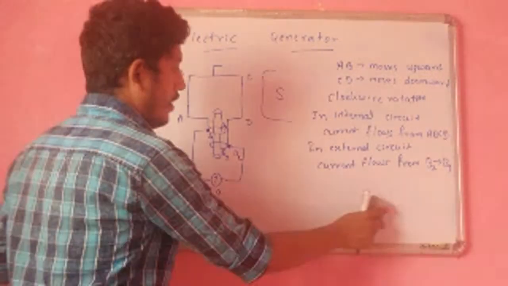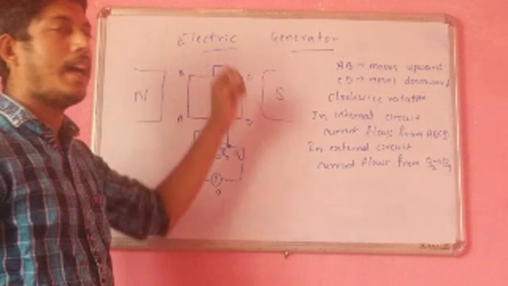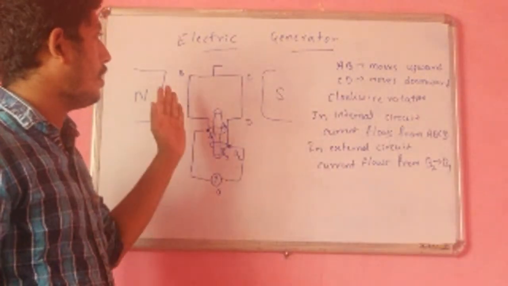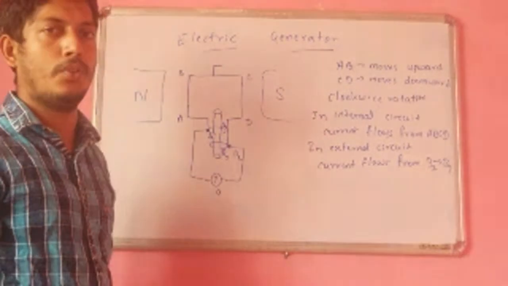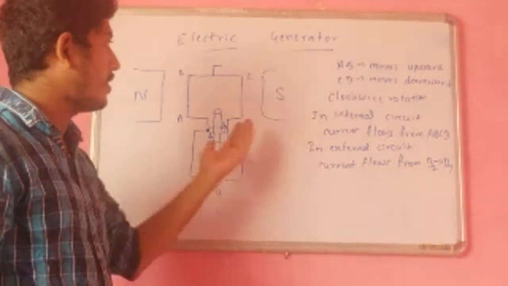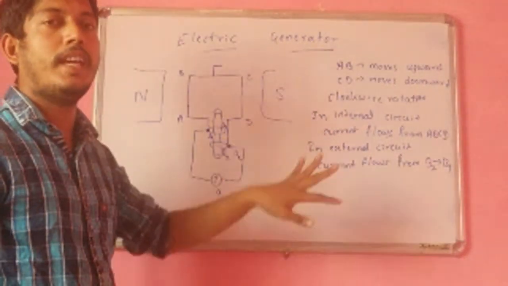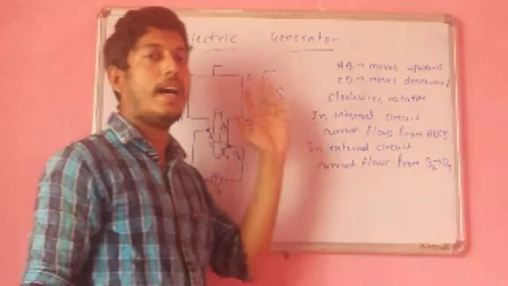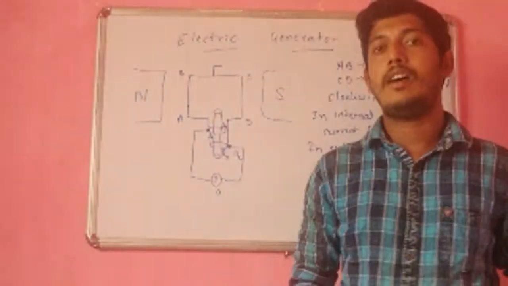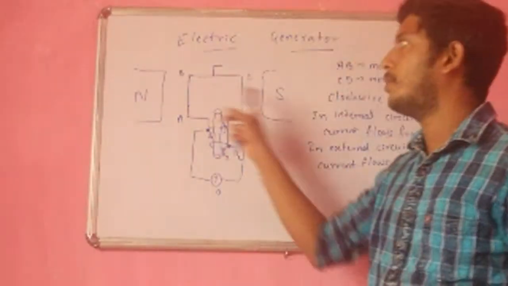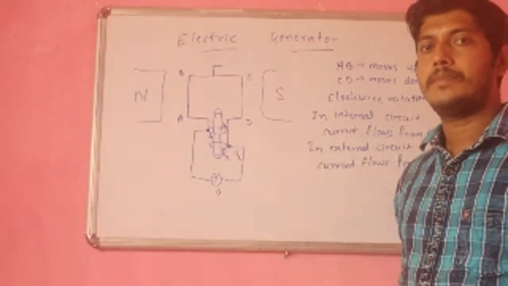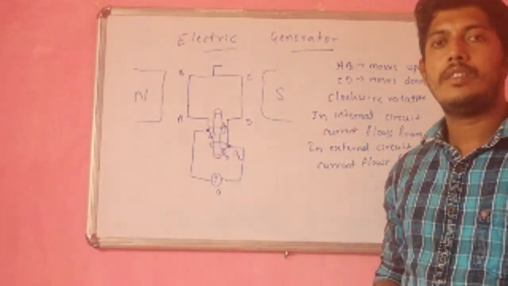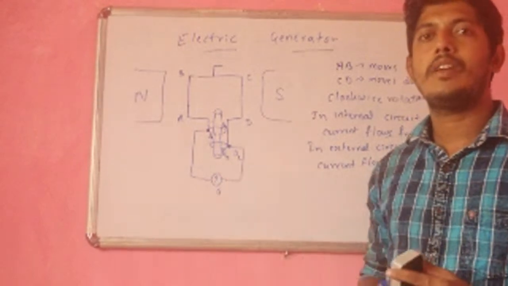Then in the next case, the armature is again in continuous motion. Initially AB moves upward, CD moves downward. In the second case, CD moves upward, AB moves downward. Then it is rotating, because initially the armature ABCD is arranged perpendicular to these two permanent magnets. Initially it was moving in the clockwise direction, now it is moving in the reverse direction.